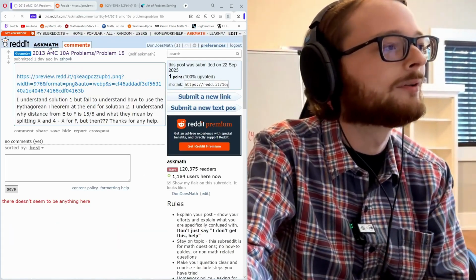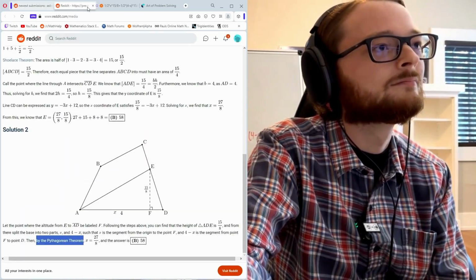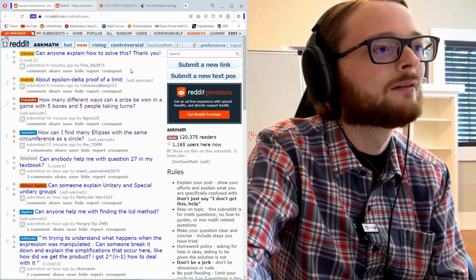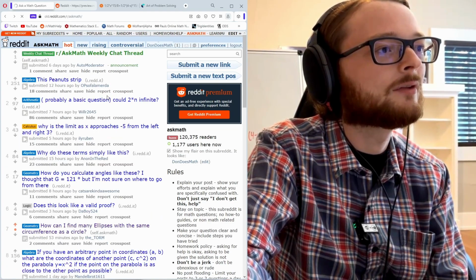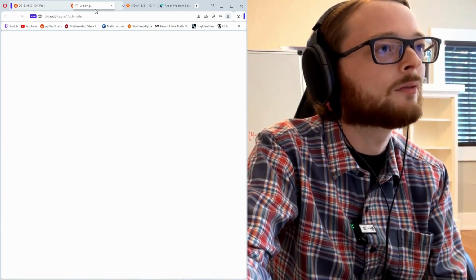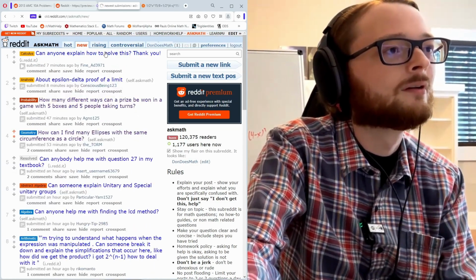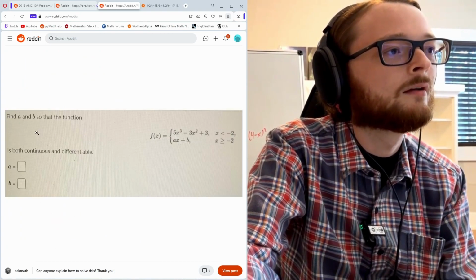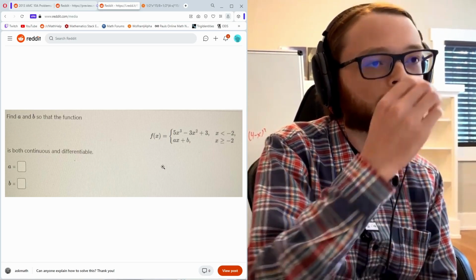We can look for a different one. I'll still have that up, but actually wait, let me get a different tab. Keep the problem up in case someone comes up with something. But for now, I'm just gonna look for a new math question. You want to explain how to solve this? Find a and b so that the function is both continuous and differentiable.